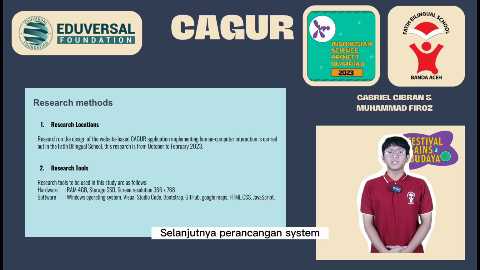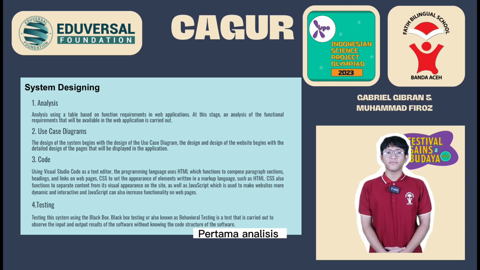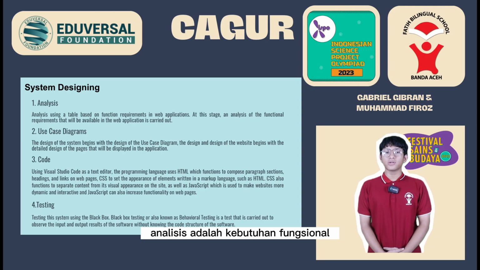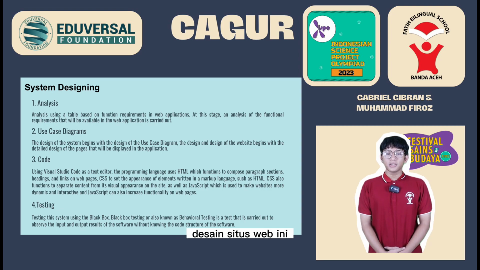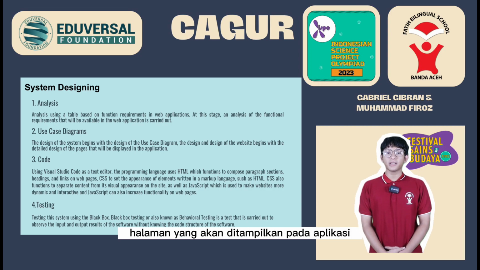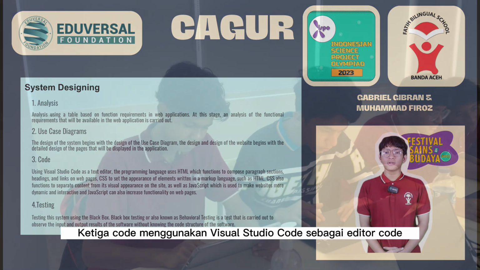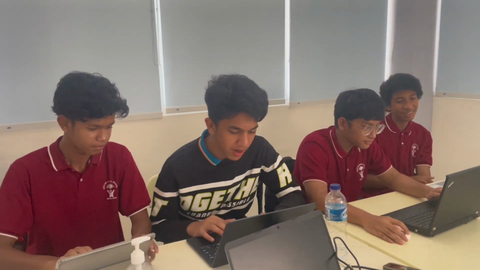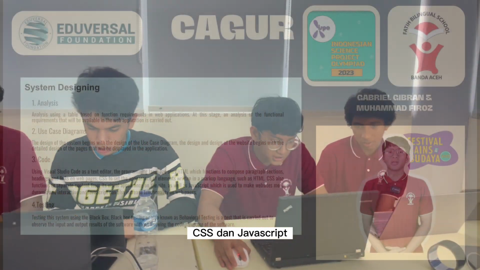Next, system design. There are four steps in designing the system. First, analysis. At this stage, an analysis of the functional requirements that will be available in the web application is carried out. Second, use case diagram. The design of this website begins with the detailed design of the pages that will be displayed in the application. Third, code. Using Visual Studio Code as the text editor, the programming languages used are HTML, CSS, and JavaScript.